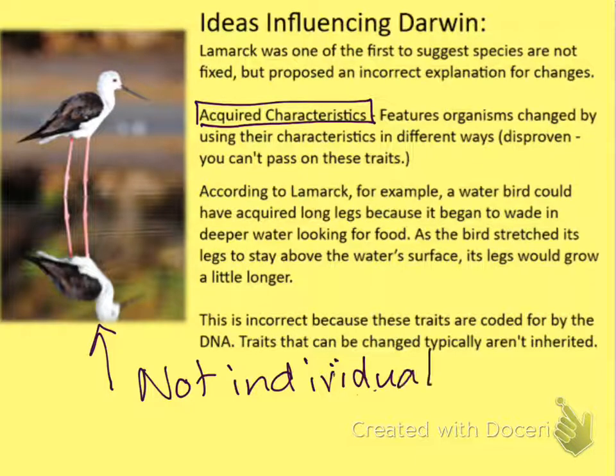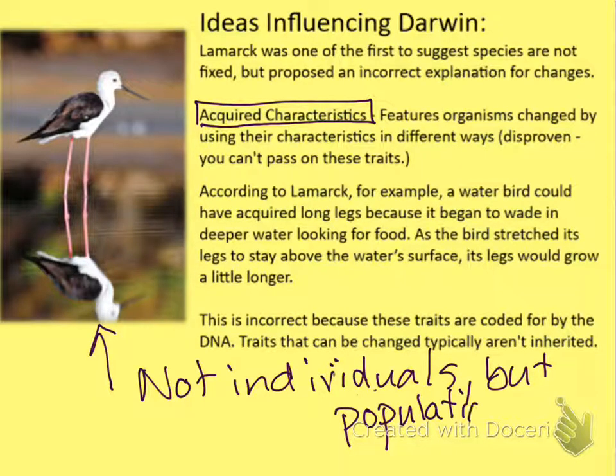Individual. There we go. So populations can change through evolution, but not individual organisms. They're stuck with the DNA and the traits that they get.